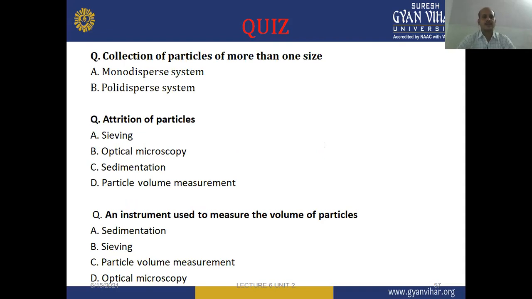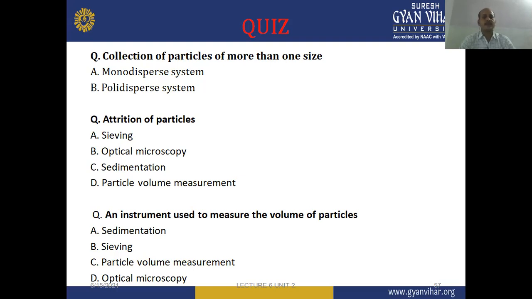The next question is collection of particles of more than one size. So we already discussed it, monodispersed or polydispersed system. So you have to choose the correct answer, option A or option B.